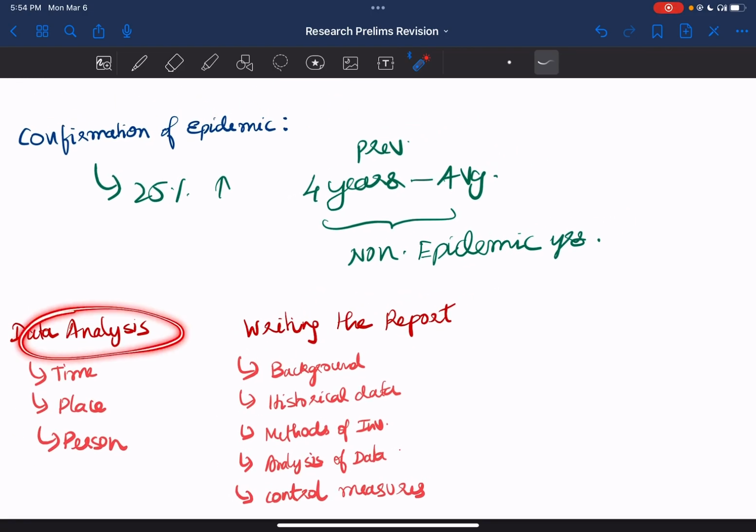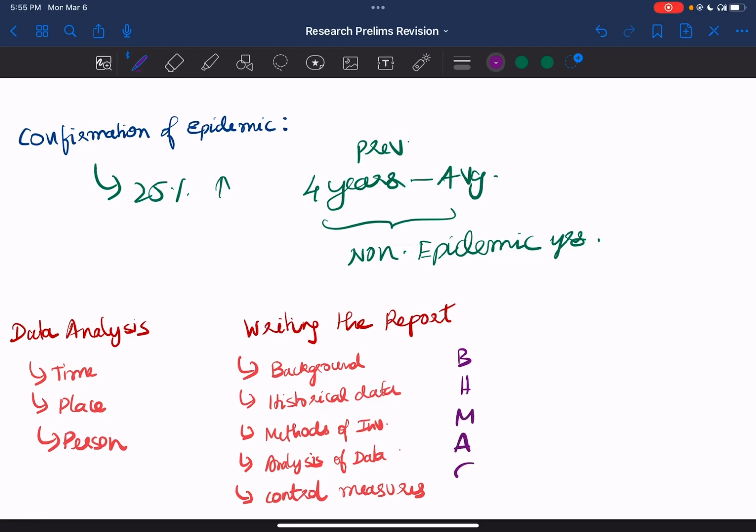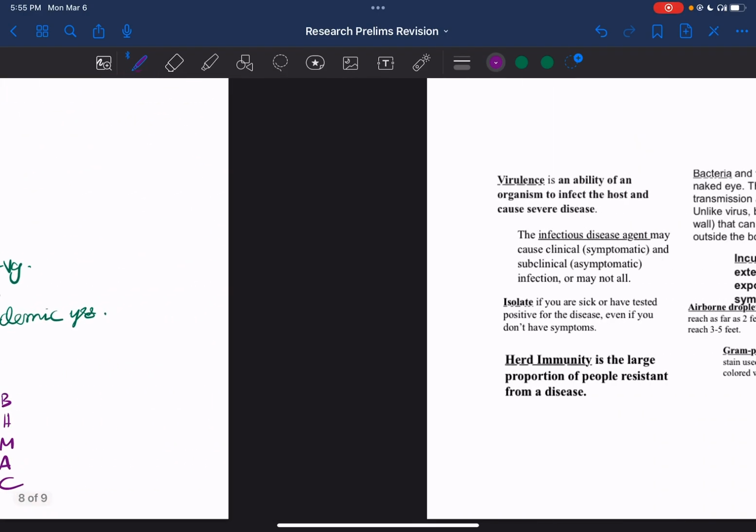Now, data analysis deals with three factors: time, place, and person. There can be MCQs asked based on this. Now, writing the report has this order: background, historical data, methods of investigation, analysis of data, controlled measures. For this, you can remember something like BMAC. So it's like beam, BHM beam, and then BMAC. Something like that you can remember for the sake of MCQs.